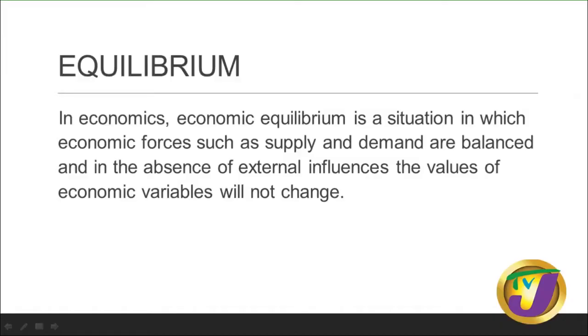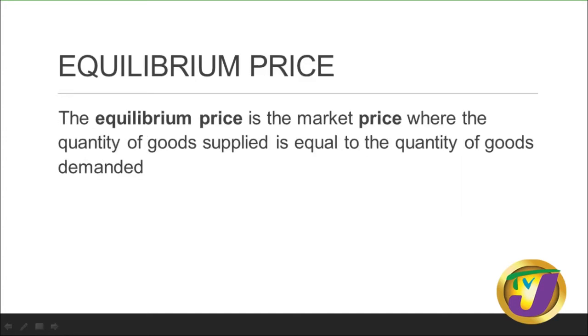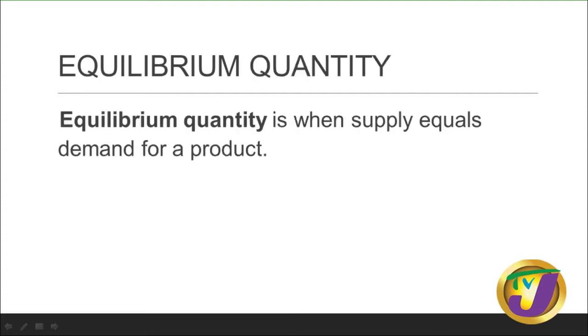Now, in economics, equilibrium is a situation in which economic forces, typically supply and demand, are balanced. So when the quantity supplied is equal to the quantity demanded, we refer to that as the equilibrium quantity. Equilibrium price is the price at which the quantity of goods supplied is equal to the quantity of goods demanded.